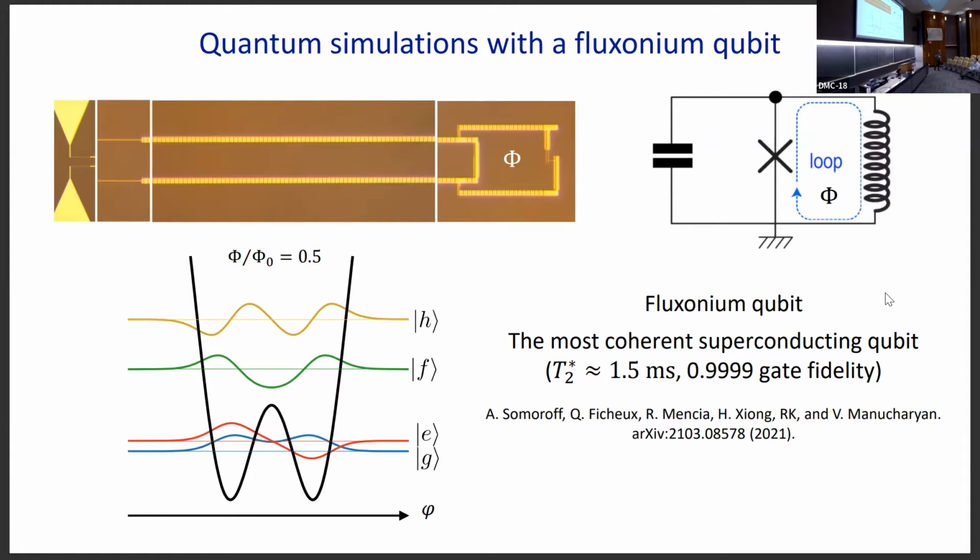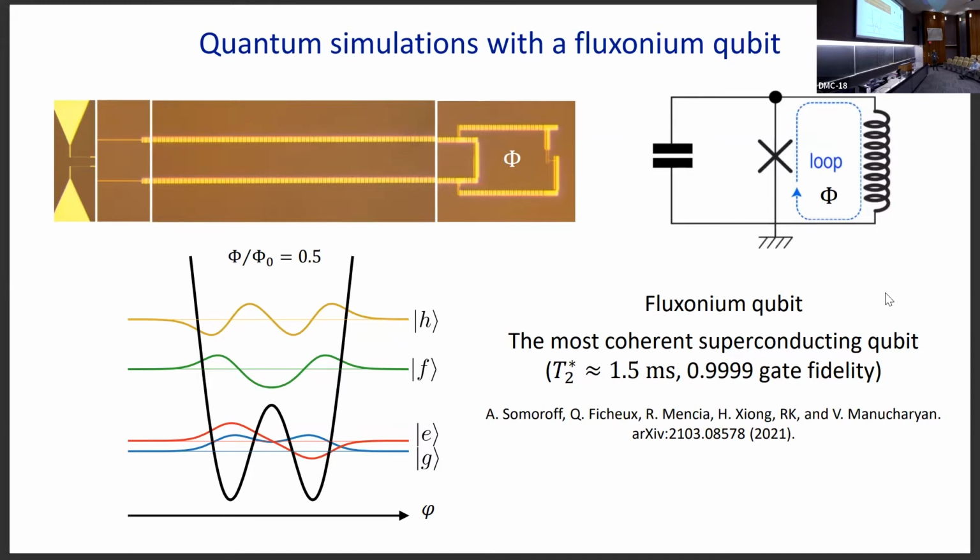So what's special about fluxonium? If you look at its energy spectrum at half integer flux quantum, so we can apply flux through this loop, the potential has this double well shape, and the ground and excited states are well separated from everything else. So fluxonium is a very anharmonic qubit, it behaves more or less like a spin. Also, it's currently the most coherent superconducting qubit.